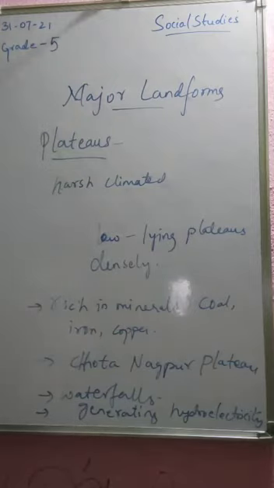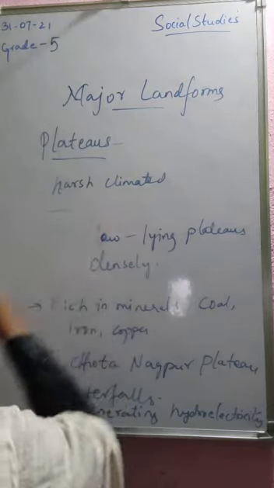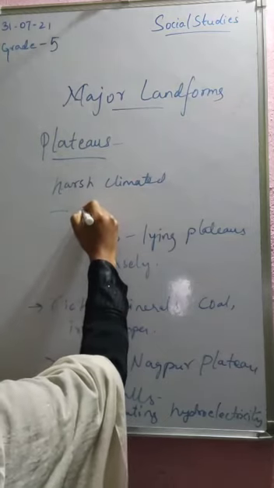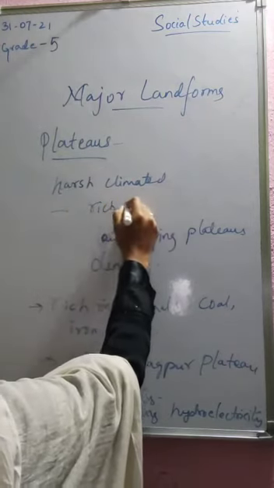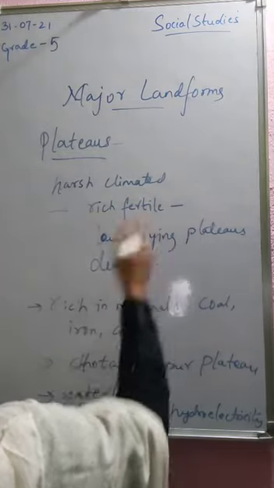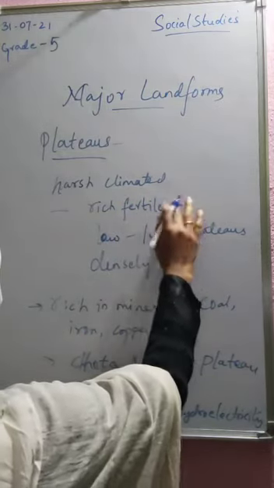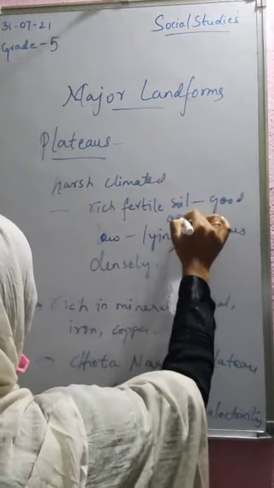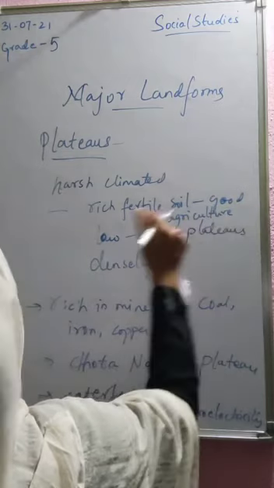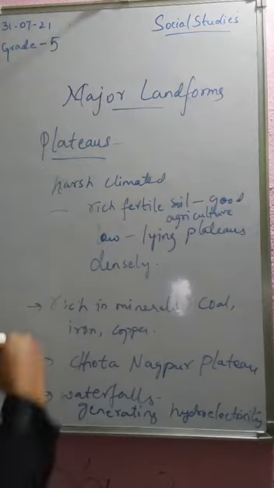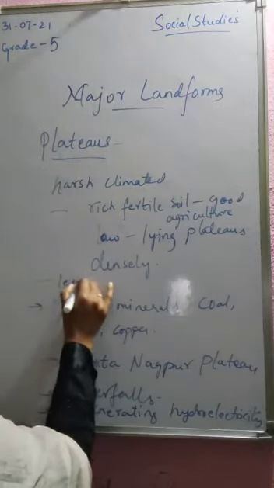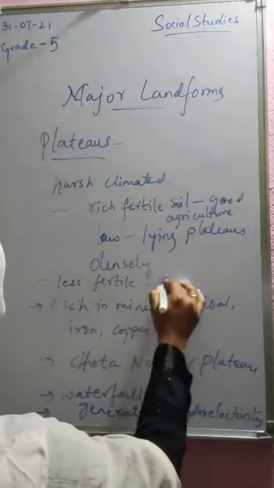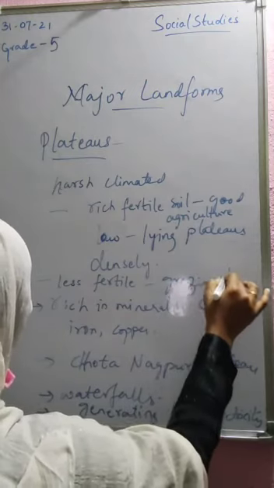The plateaus which are rich in fertile soil, with rich fertility, lead to good agriculture. The agriculture and vegetation there is very good. The less fertile areas are used as grazing lands for animals to graze.